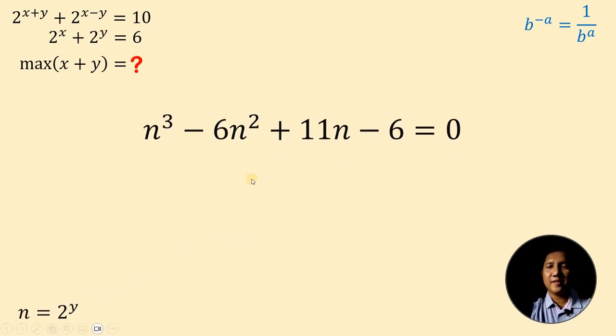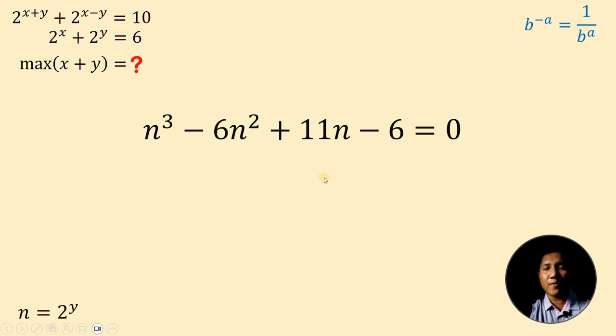Now let's focus on this equation. Now one way to answer this question is to factor this cubic equation, but how to factor this cubic? Now, one way to notice here is if we add the coefficients, we have 1 minus 6 plus 11 minus 6. This is equivalent to 0.